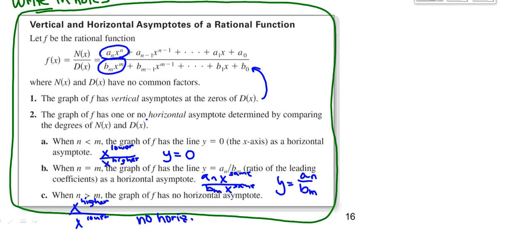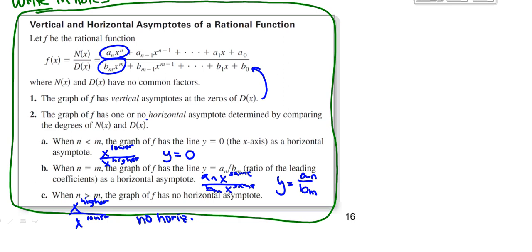And there is an important point here that it said it has no common factors, because if they do have common factors, we have other things happening besides asymptotes. And yes, it's going to be a hole in the graph, so just be cautious there as you go. My voice is a little unsteady right now.